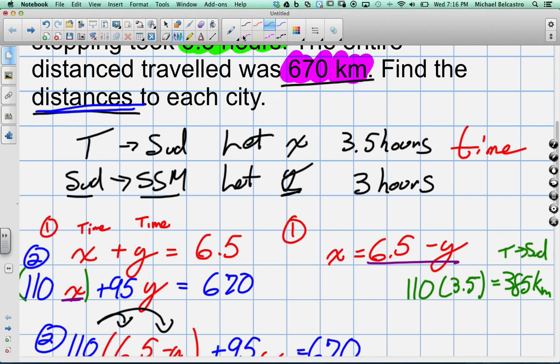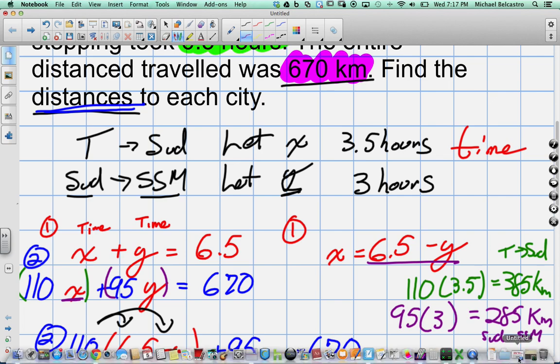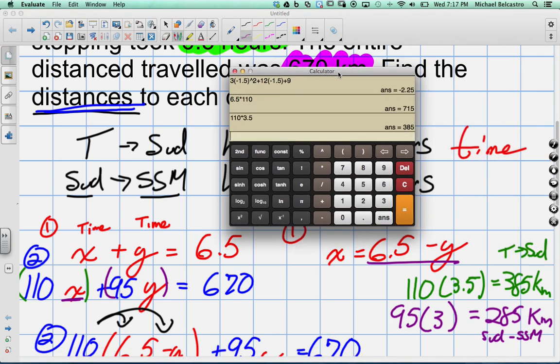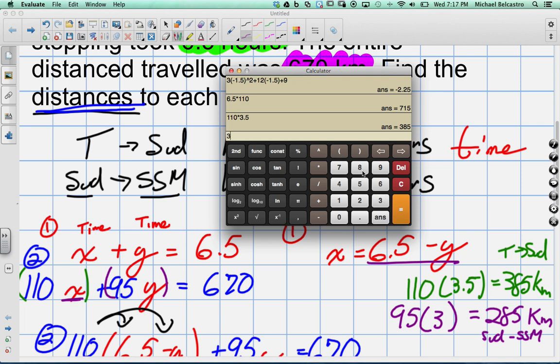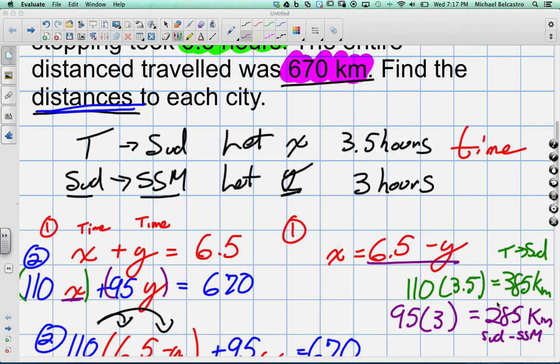Okay, I'll do the other part, kind of purple here. 95 times 3, that's going to give us 285, I think. 285 kilometers from Sudbury to Sault Ste. Marie. And to double check we got the right answer, I'll just add those two together. When we add the two together, what should we get? Do you know? 670? Yeah, 385 plus 285. 670, perfect. So we finally figured it out.